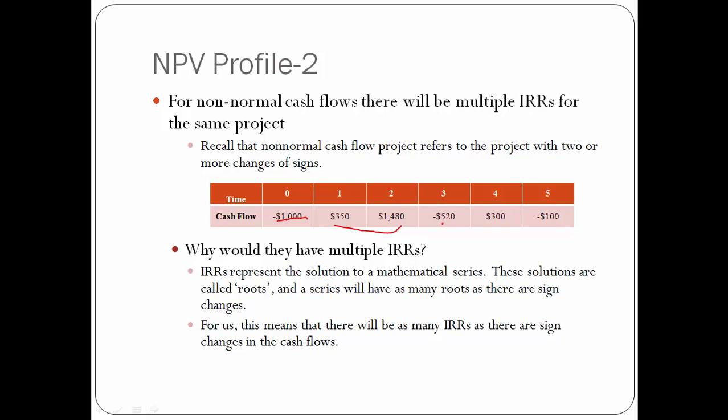So then, why do I say they would have multiple IRRs? Because mathematically, IRRs represent the solutions to a mathematical series, and these solutions are called roots, and the series will have as many roots as there are sign changes. So in this case, you have 3 changes of sign, and that indicates you can have more than one solution that makes the NPV 0. So for us, that means there will be as many IRRs as there are sign changes in the cash flows.